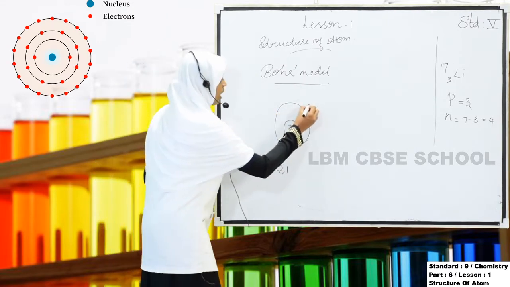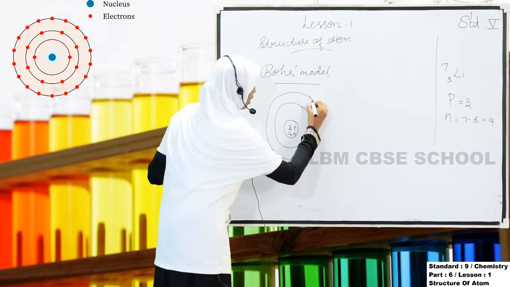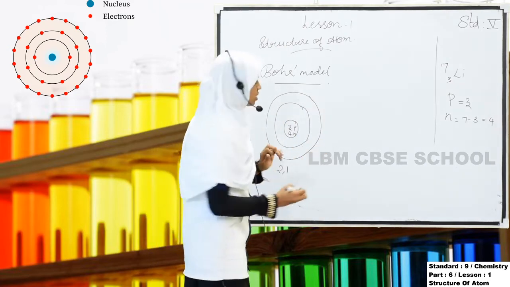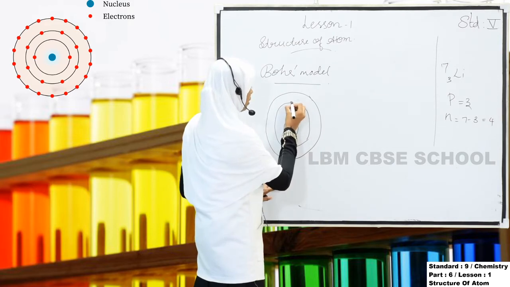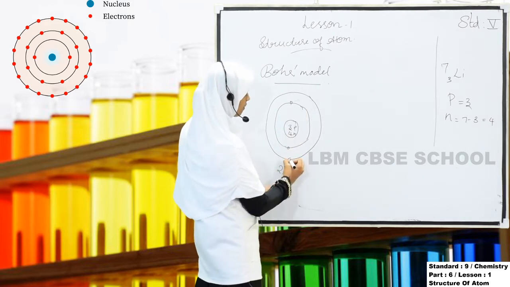Then we draw 2 shells. In the first shell we draw 2 electrons. In the second shell we draw 1 electron.